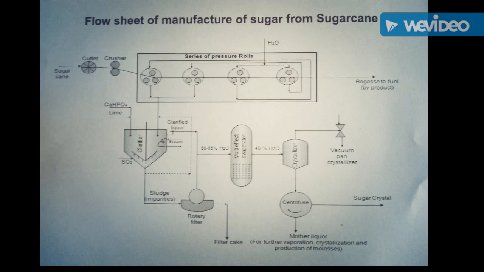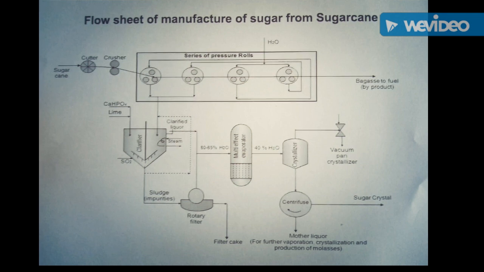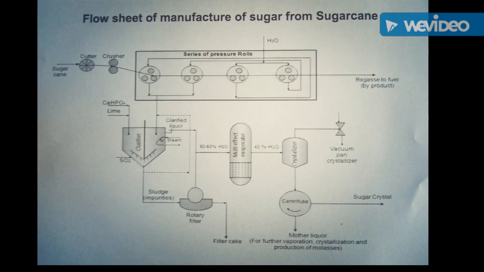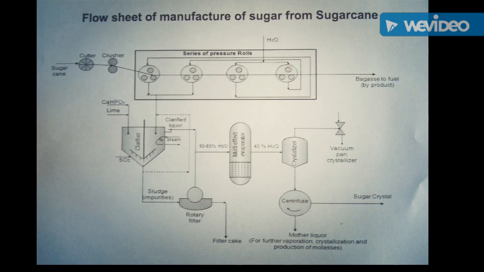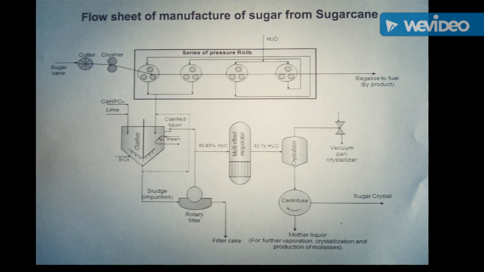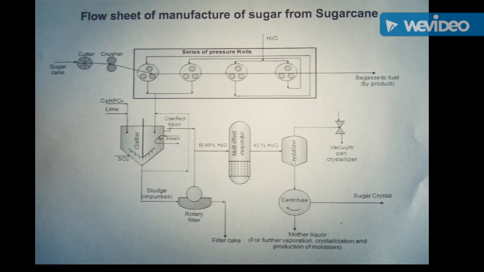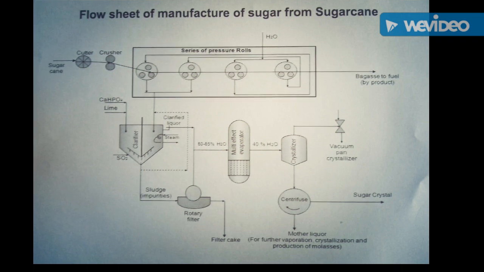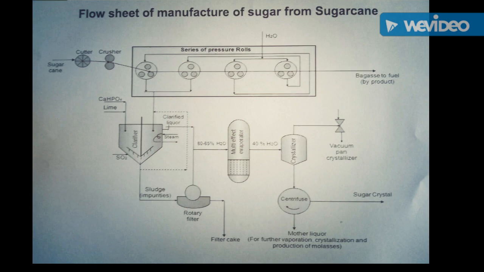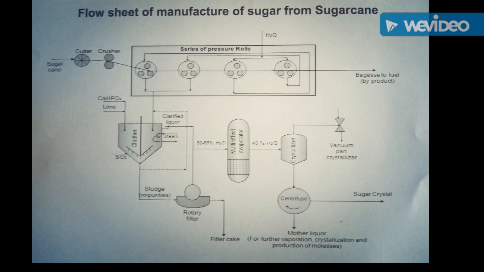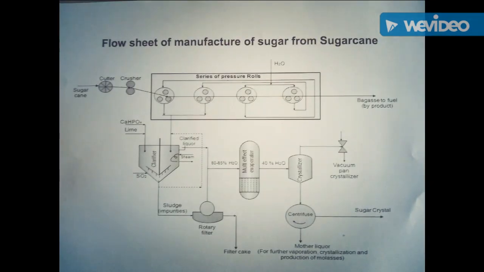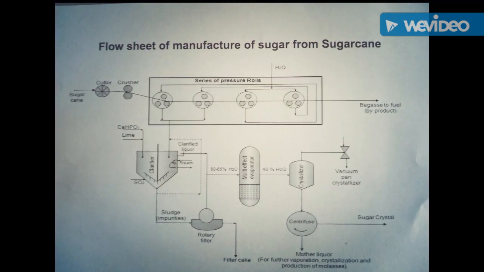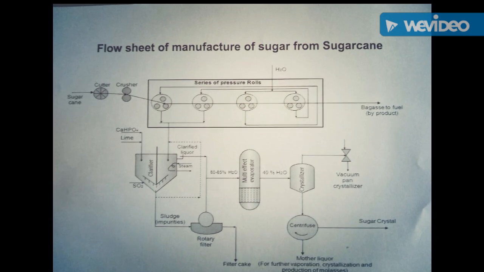Now in the rotary filter, the sugar solution, if it is clear, is passed to multi-effect evaporator or otherwise recycled back to the classifier. The filter cake produced is used as fertilizer. In the multi-effect evaporator, juice is concentrated from 80 to 85% H2O to 40% H2O to make juice ready for crystallization. The clarified concentrated sugar solution comes to crystallizer.